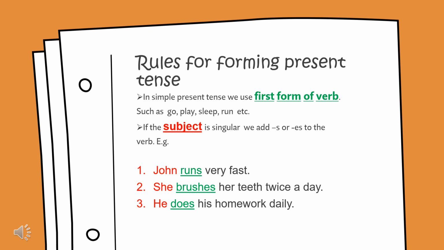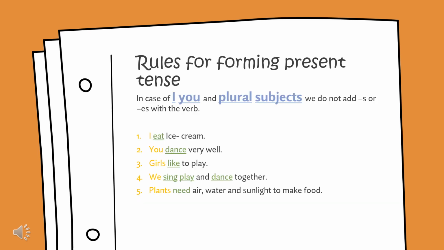Okay, these two points are very important to learn. Now look at the examples. John runs very fast. She brushes her teeth twice a day. He does his homework daily. In these sentences, look at the subjects first. In case of I, you and plural subjects, we do not add s or es with the verb. As we have discussed earlier, with the plural subjects, we do not add any other letter. Just look at the examples below.